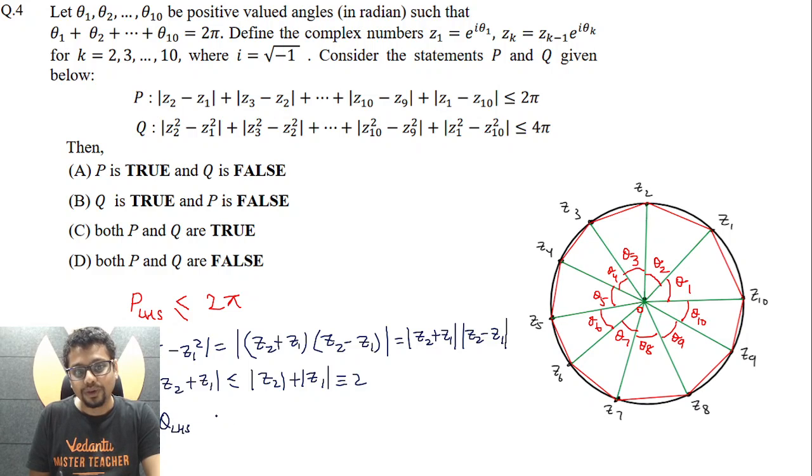So that means the left hand side of Q is less than or equal to 2 times the left hand side of statement P, isn't it? Because each factor is less than or equal to 2. So this whole expression will be less than or equal to 2 times the left hand side of P. And the left hand side of P in turn is less than or equal to 2 pi. So the left hand side of Q would be less than or equal to 2 times 2 pi, which is 4 pi, which is essentially what statement Q says. So that means statements P and Q both are true.